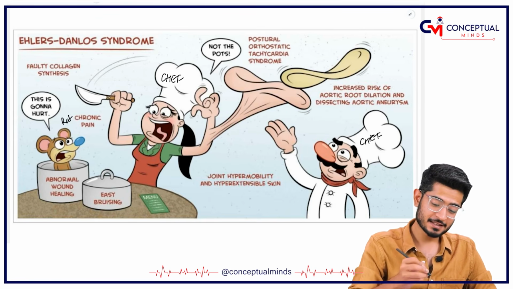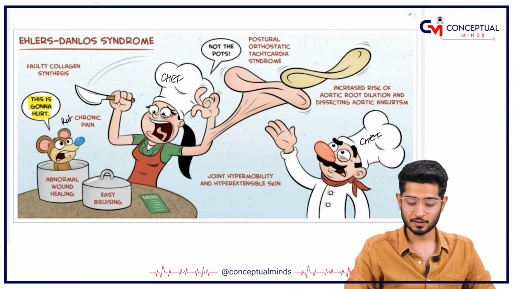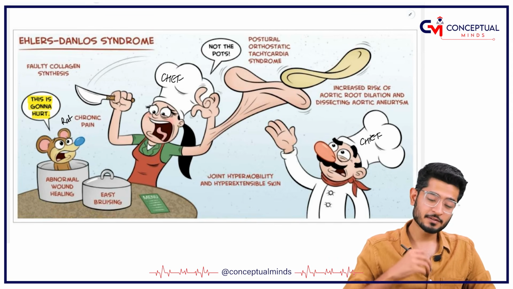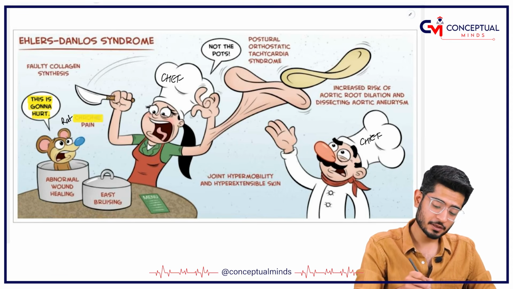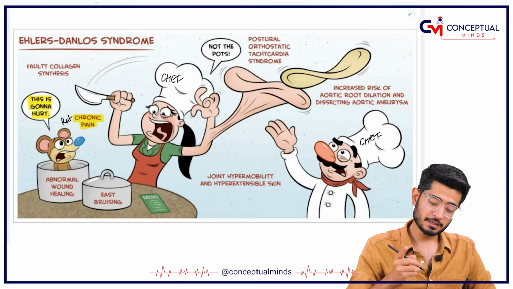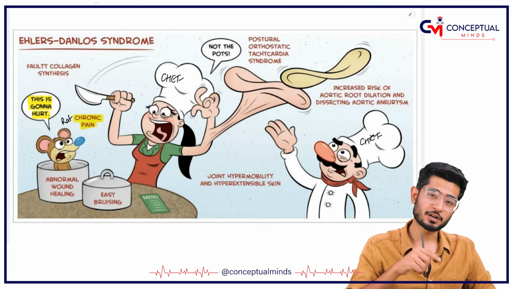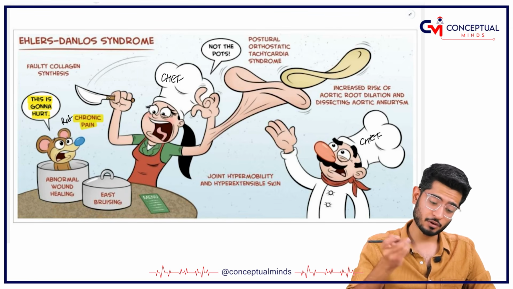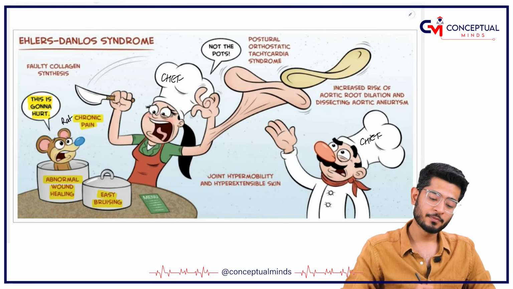So this rat says, this is gonna hurt me. What you are supposed to remember is that there is a chronic pain. The pain is chronic because the wound is not getting healed, so that's why it's chronic. So: abnormal wound healing, easy bruising, faulty collagen synthesis.